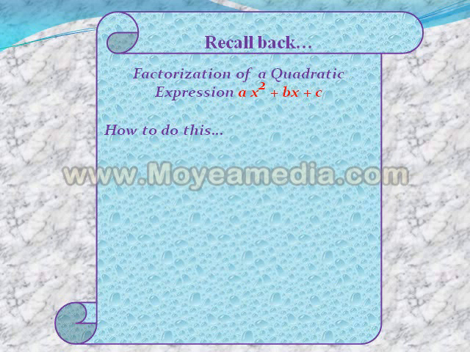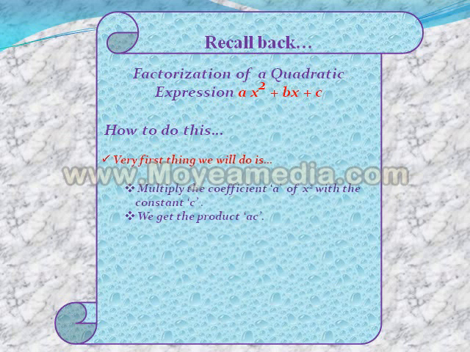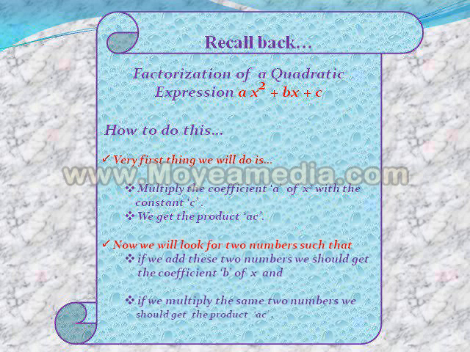So how to factorize this quadratic expression: we first multiply the coefficient of x squared, a, with the constant c, and we get the product ac. Then we look for two numbers such that, first, when we add these two numbers we get the coefficient b of x, and when we multiply the same two numbers we get the product ac. That is the recap, and we've done some examples in the previous lectures.